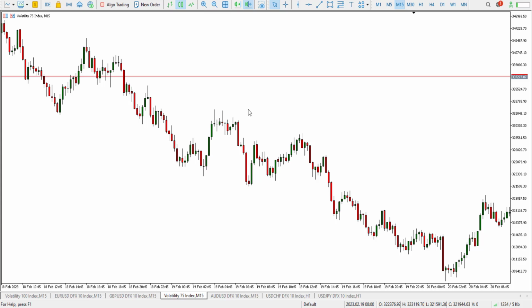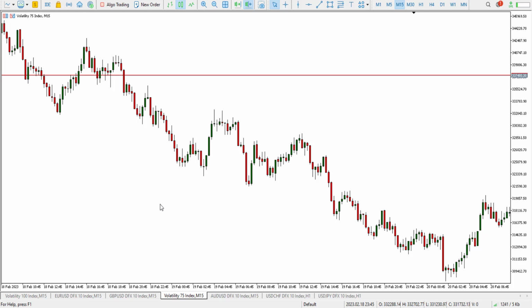Liquidity is the main driver of the market. And what that means is that every time you see price moving from one direction to another, or moving from a downtrend to an uptrend, it is simply because there is liquidity in the market. And what exactly is liquidity?